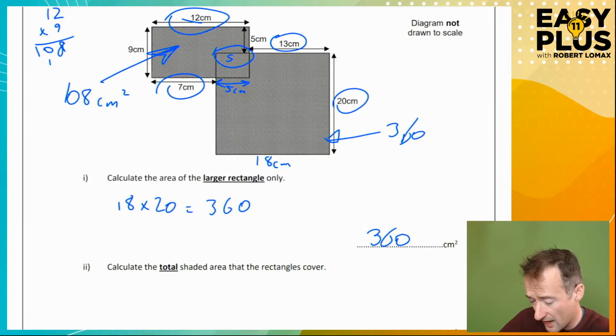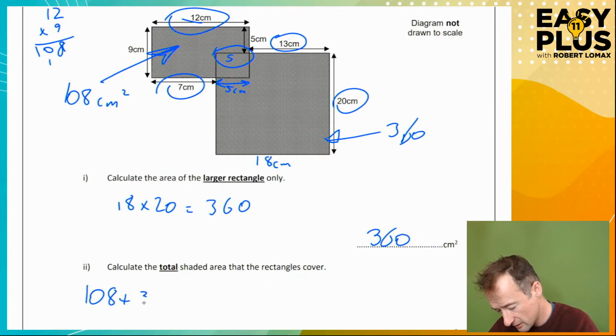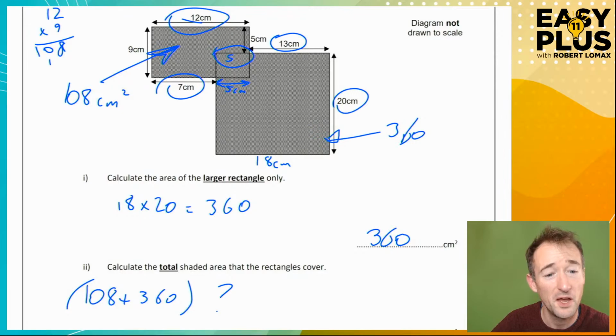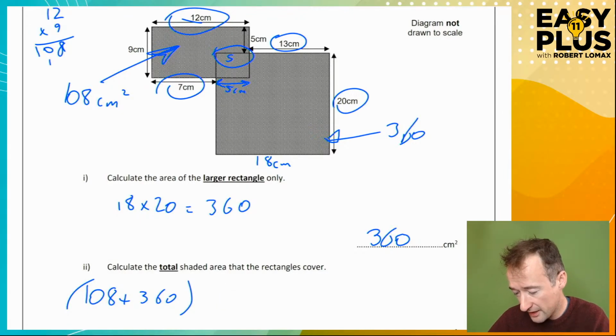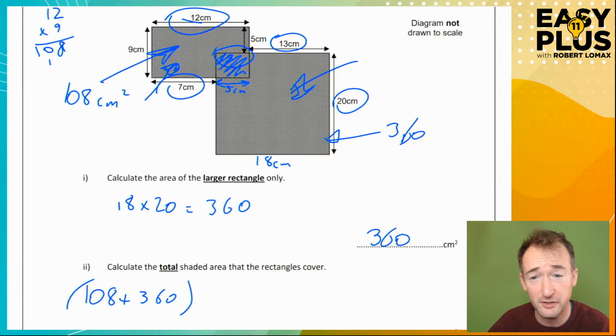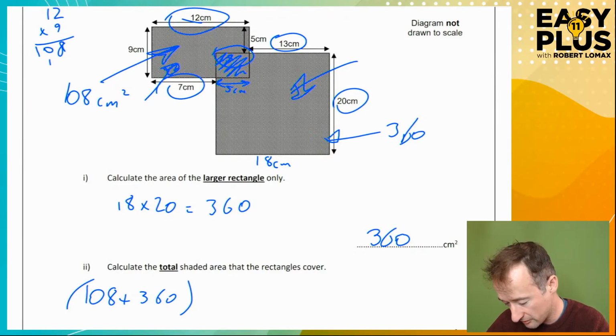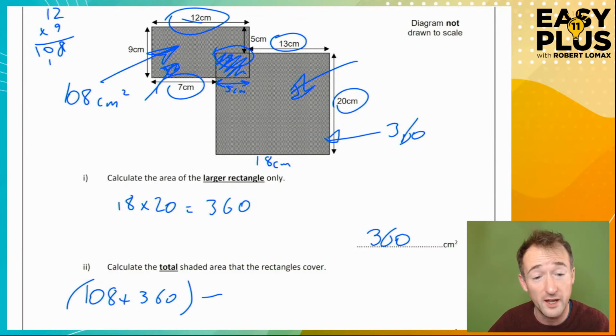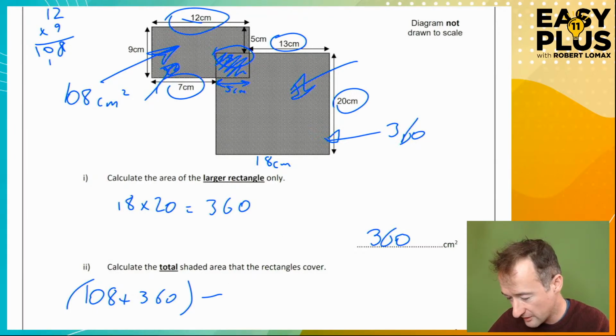But can we just add together 108 plus 360? Can we do that? No, we can't. Because in that case, if we look at this area here, we'll have counted that as part of this rectangle, but we'll also have counted it as part of this rectangle. We'll have counted it twice. We only want to count it once because it's shared by the two. So we need to do 108 plus 360, but we also need to take away once this little shaded area here. Okay? Do you see why? Because otherwise we are double counting it.